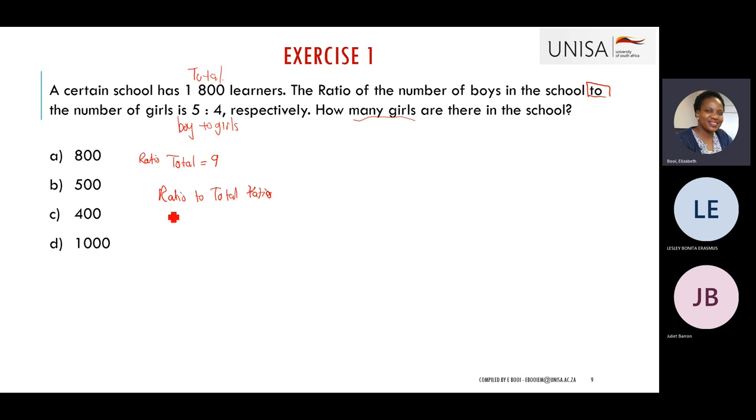So we know the ratio of girls. Ratio of girls to total. So how many girls do we have? We have 4 out of 9. Then we can apply the proportion, multiply that with the total number of learners we have in the school, and that will give us the number of girls we have in the school.